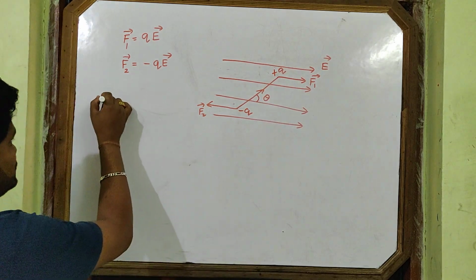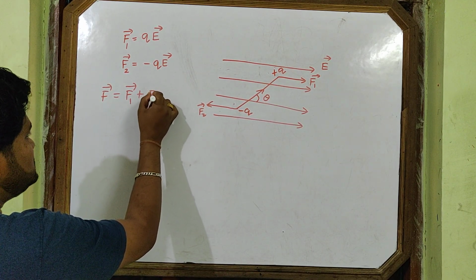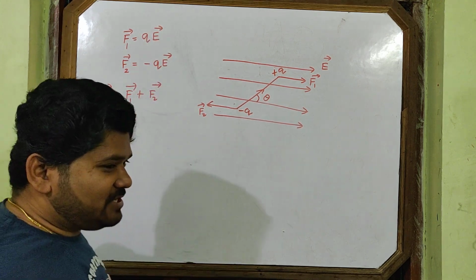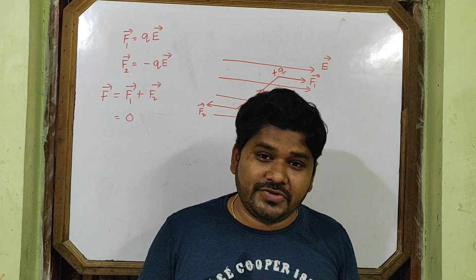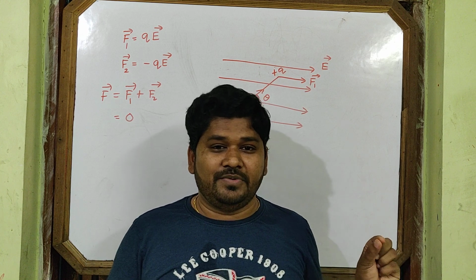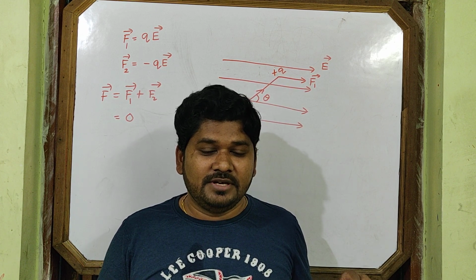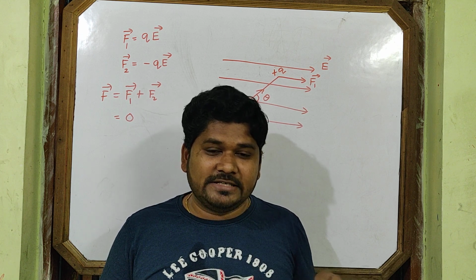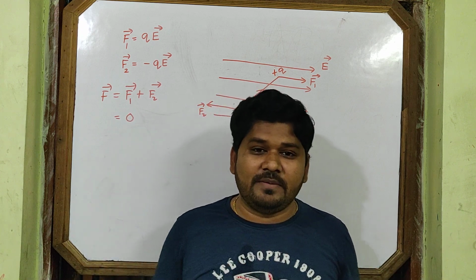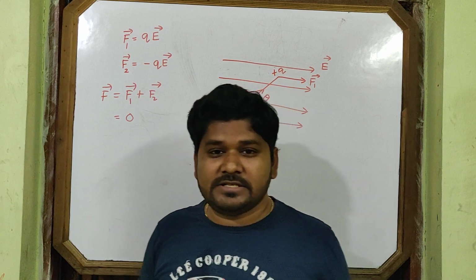What is the net force? F vector equals F1 vector plus F2 vector. They are equal in magnitude and opposite in direction. What will the net force be now? Zero. If the net force is zero, there is no movement of the dipole. The center of mass of the dipole will not move. The dipole cannot execute translatory motion. It cannot shift from one place to another. Net force is zero, so no translatory motion.